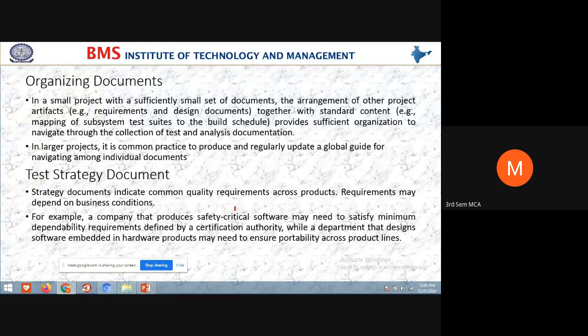In a small project with a sufficiently small set of documents, the arrangement of other project artifacts, for example, requirement and design documents together with the standard content, for example, the mapping of the subsystem with subsystem test suites to be built, and the schedule, provides sufficient organization to navigate through the collection of test and analysis documents. So the document should contain sufficient information about the requirements, design documents, and the scheduling.